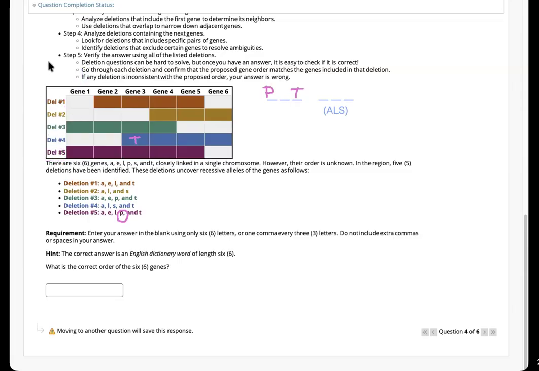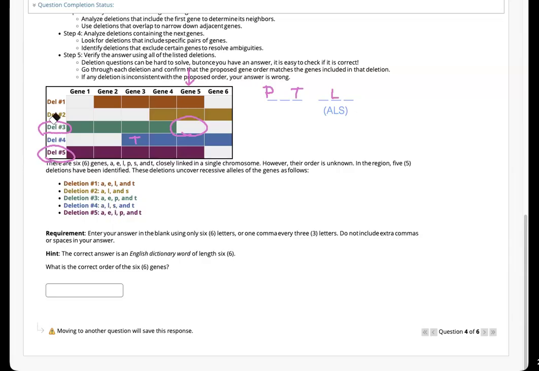If you want to just pick them out of order, you can do that too. Let's say I want to know what gene 5 is. All of these have gene 5 except deletion 3. So we can look to see which one's missing from deletion 3. Fortunately, we have deletion 5 and we can compare deletion 5 and deletion 3. What's the difference between these two? Whatever one deletion 5 has that deletion 3 does not is the letter we are looking for. So deletion 3 is A, E, P, and T. The extra one is L. So that tells us that gene 5, 1, 2, 3, 4, 5 is L.